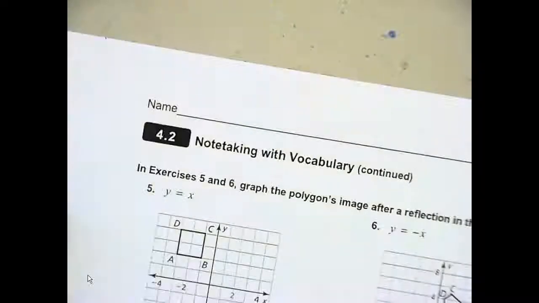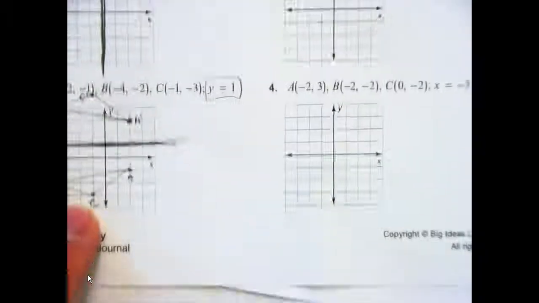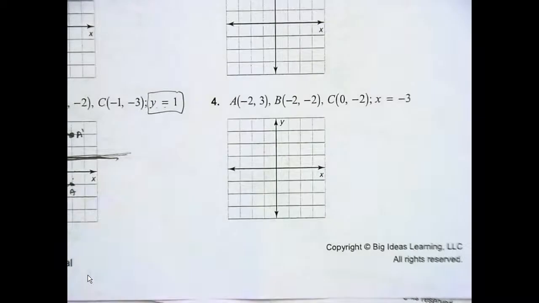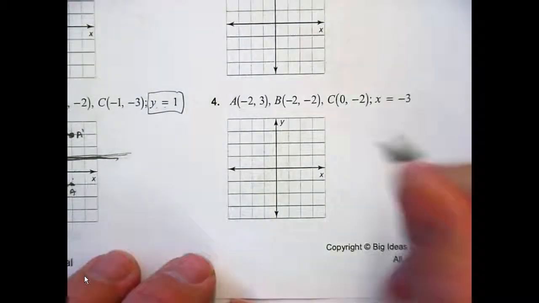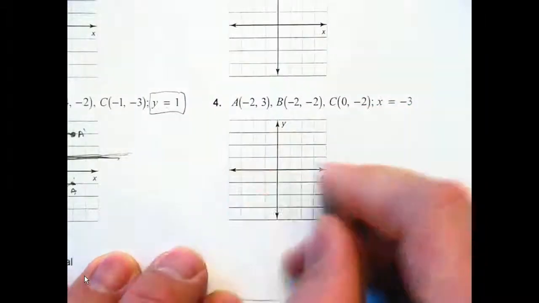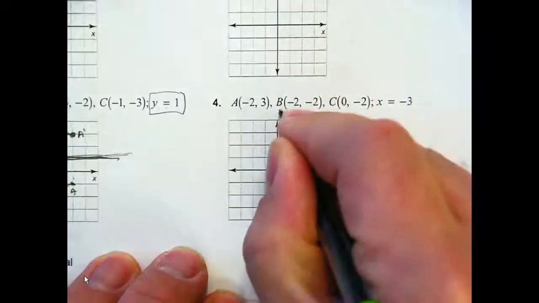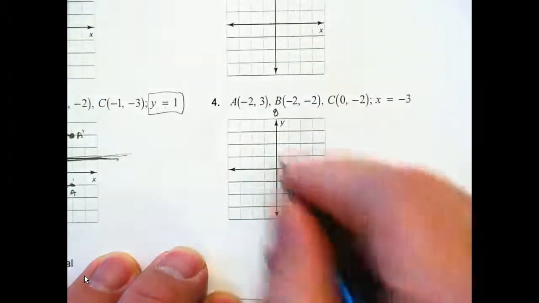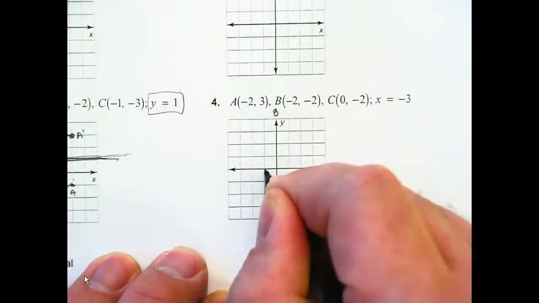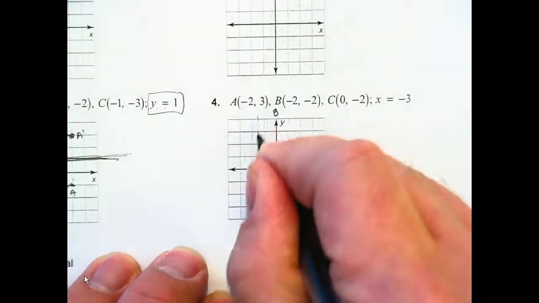I want you to give the next one a go. Number 4. I will tell you, you have to change your scale on that one. So once again, x equals -3 is this line. So if I make this 8, make that 8, and I'm going up by 2s, I'm at x equals -2, x equals -3 is right here.